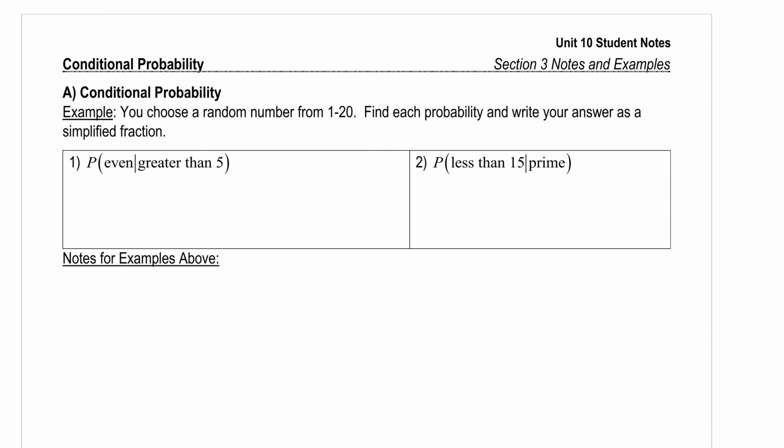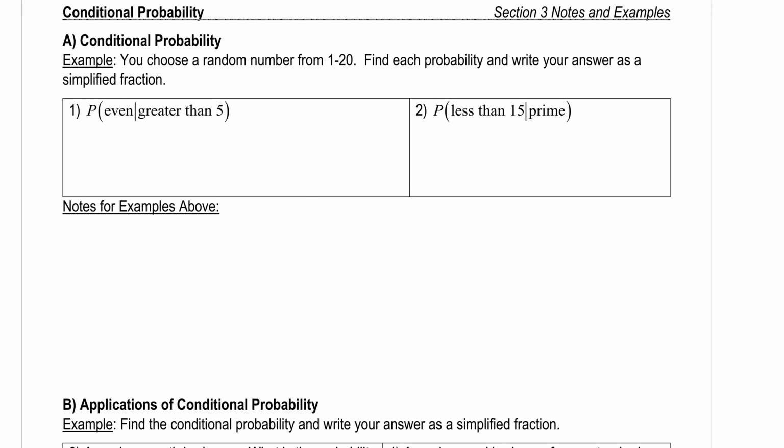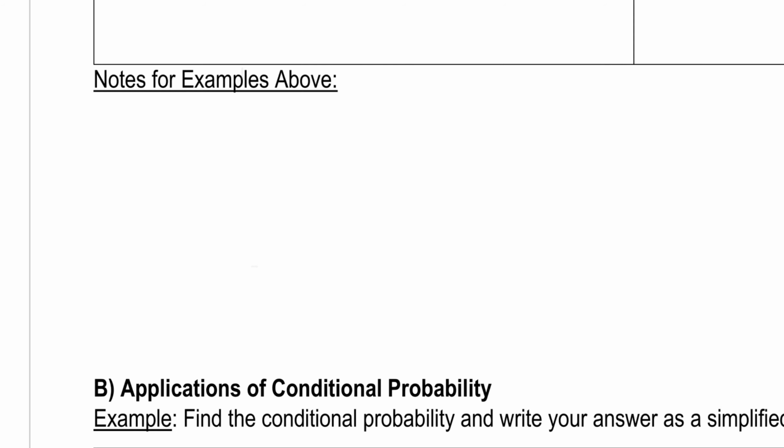Hey, this is Unit 10, Section 3, Conditional Probability. Alright, so before we do the questions, let's go ahead and get the formula going down here.